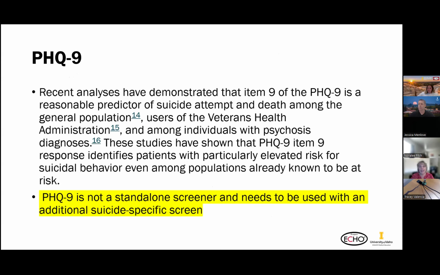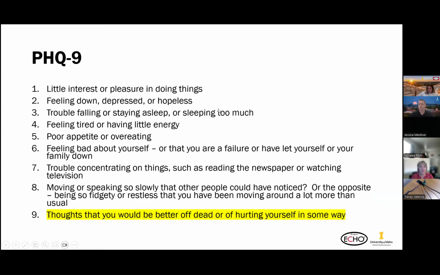And the recent analysis of the data that's come out from both the general population studies and the Veterans Health Administration for our servicemen and women is that the PHQ-9, item number 9, that's the standalone question, is able to screen out and needs to be used so that you can then go into that additional information that should allow you to reduce the risk.